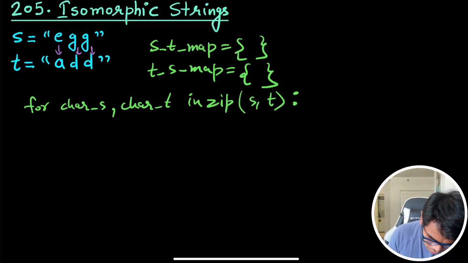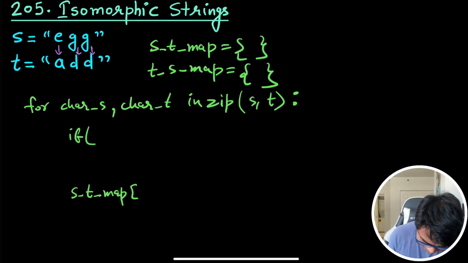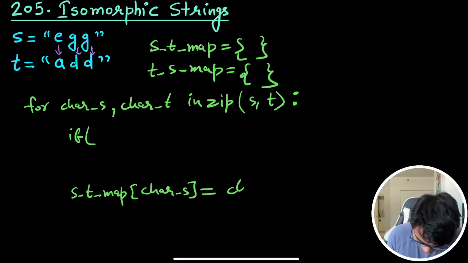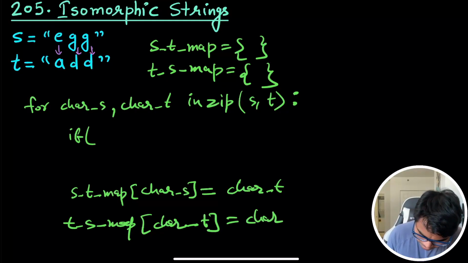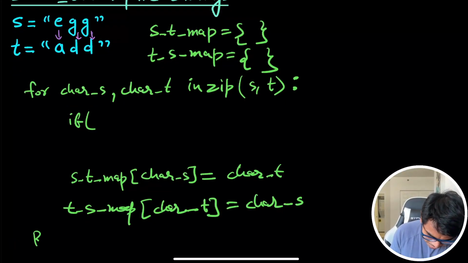All right, so now there will be a condition here, but before that what I'm going to do is, ST map will take this char S and map it to char T, and then T to S map is going to map char T to char S. All right, and then finally, if all this mapping is correct, then we can just return true.